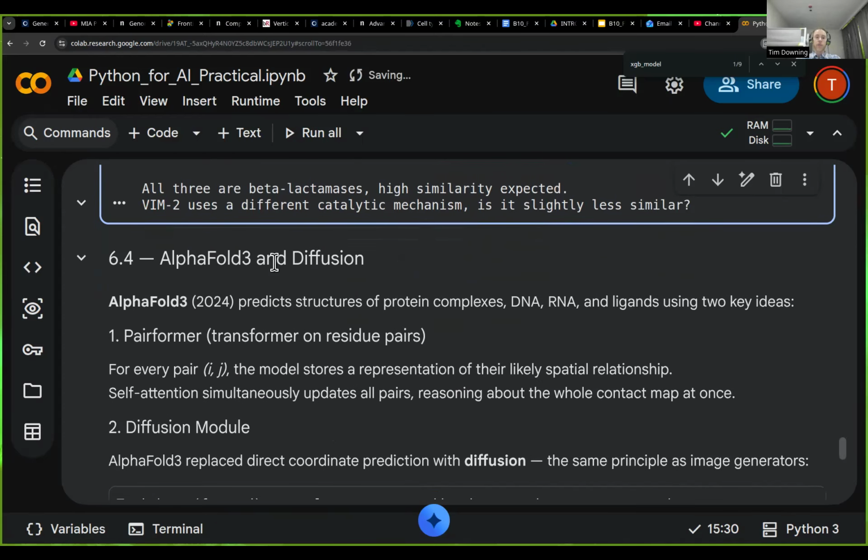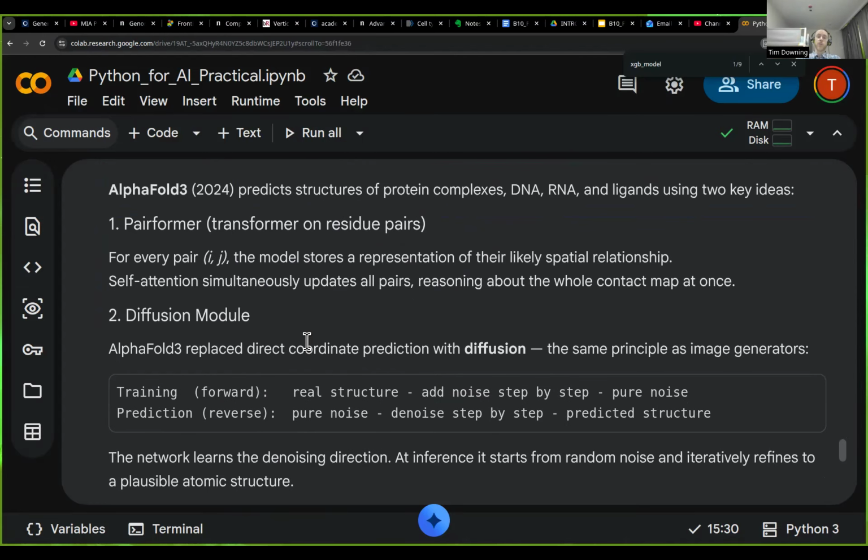We can also apply AlphaFold as well. And what this does, it takes the amino acid sequences of the molecules of interest. It uses a Pairformer, a transformer on amino acid pairs, to look at their spatial relationship, and does this for all possible pairs in the sequence.